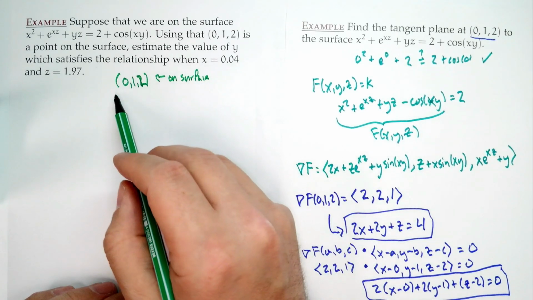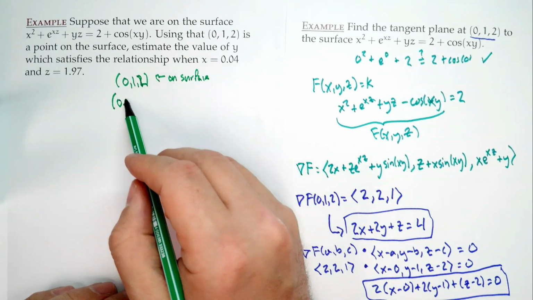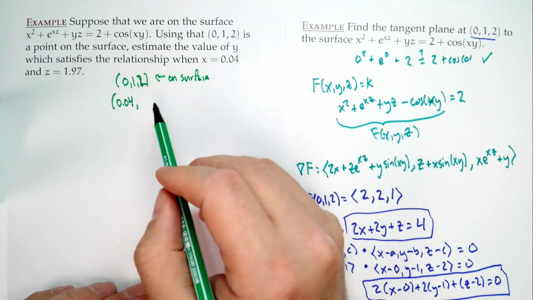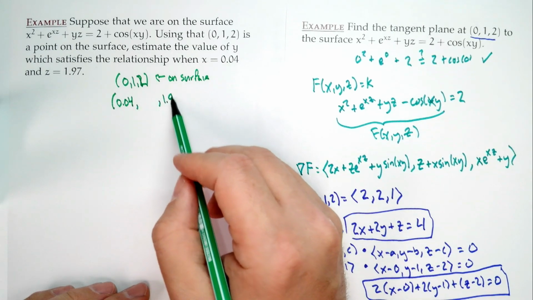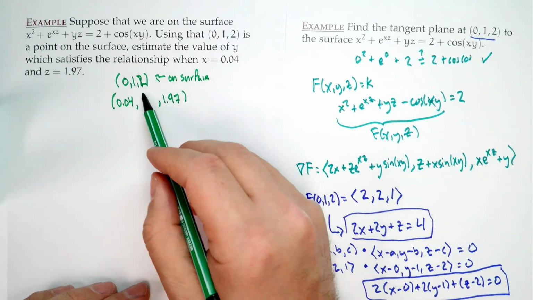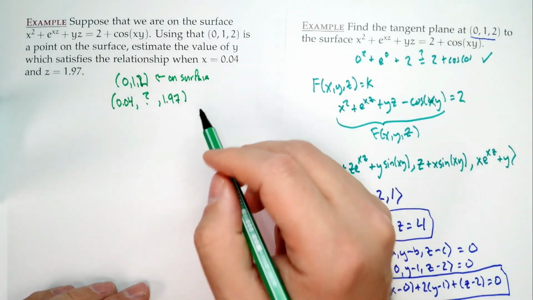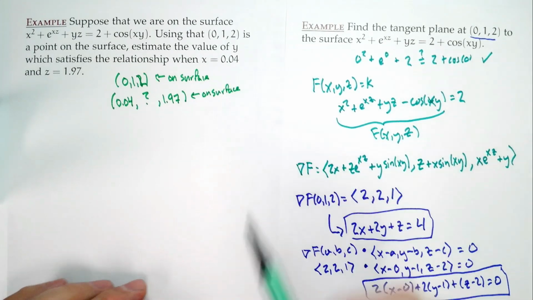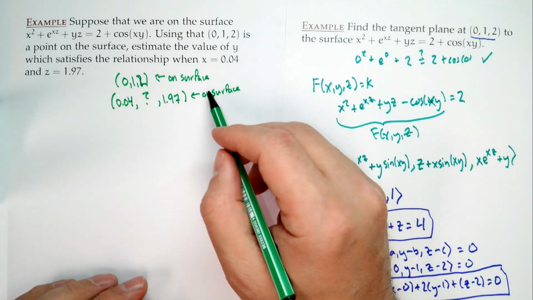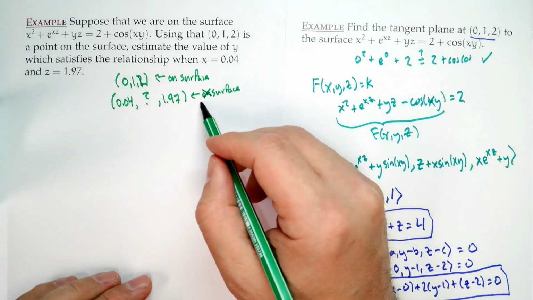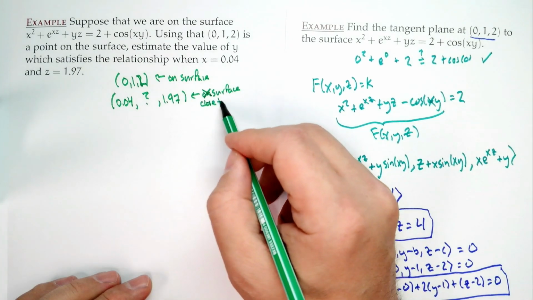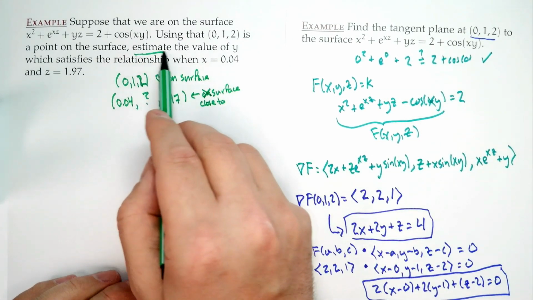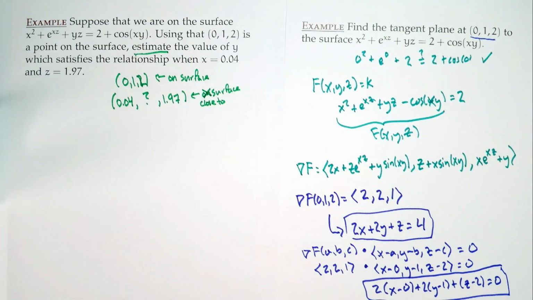Now, what we want to do is say, well, hey, what if I move a little bit? 0.04 becomes the new x, and 1.97 becomes the new z. What is the y value so that I'm on the surface? Well, we can't answer that. So let's change it so that I'm maybe not on the surface, but I'm really close to the surface. So that's where the estimate comes in. We don't actually have to find the exact value for y that makes it true, but we can say, for which value am I close?